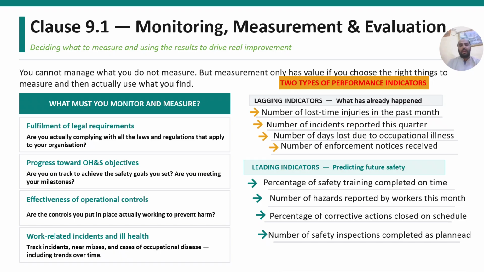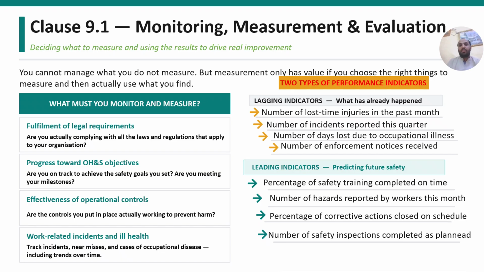The fourth area is work-related incidents and occupational ill health. How many incidents are occurring? What types? Are they increasing or decreasing over time? What are the trends telling you, what story are they telling?